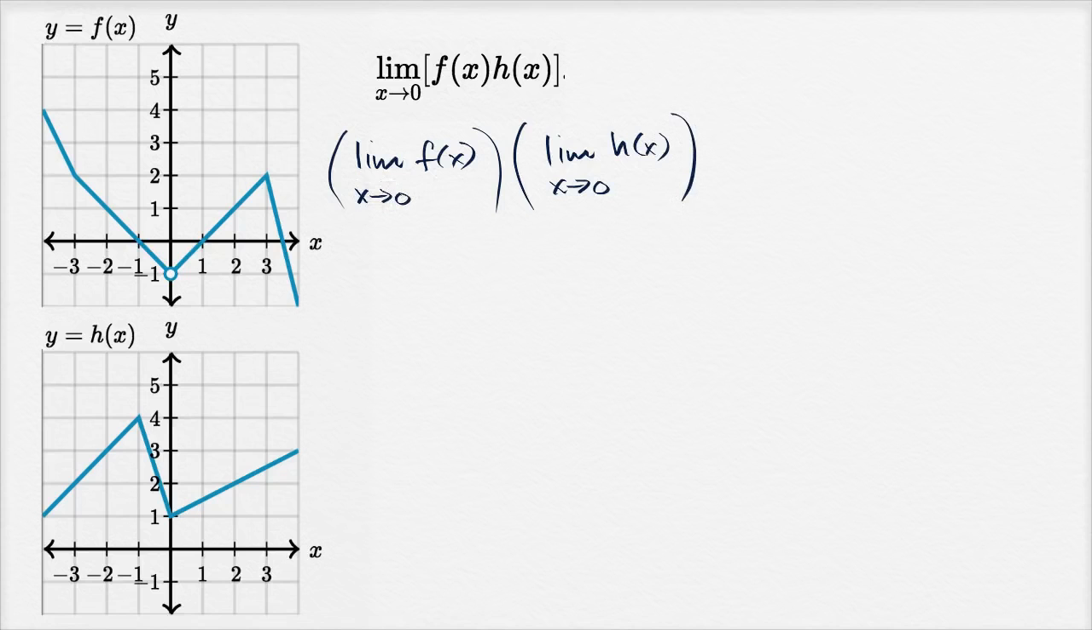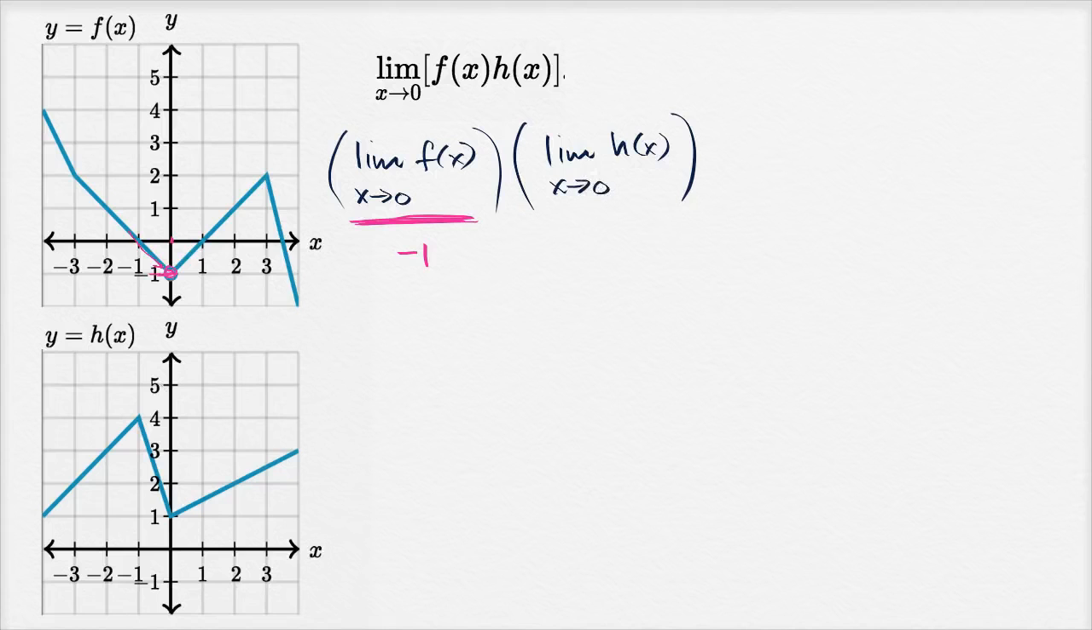So let's first think about f of x right over here. So f of x as x approaches 0. Notice the function itself isn't defined there, but we see when we approach from the left, the function seems to be approaching the value of -1. And as we approach from the right, the function seems to be approaching the value of -1. So this limit here is -1.